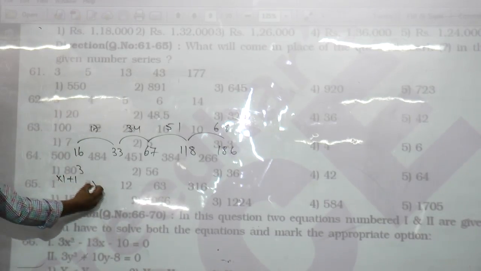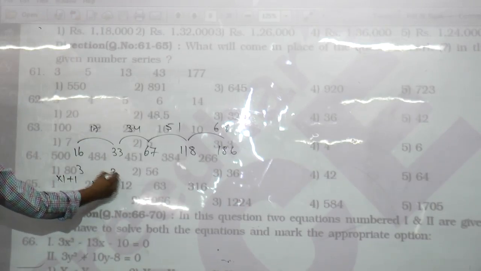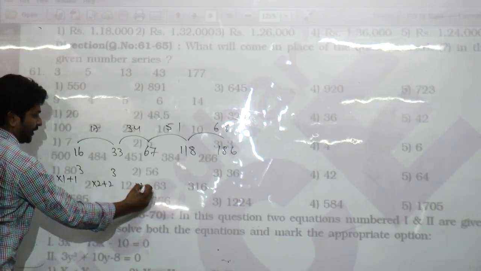Into 1 plus 1 cube, into 2 plus 2 cube, into 3 plus 3 cube, into 4 plus 4 cube, into 5 plus 5 cube. Right? Quadratic.